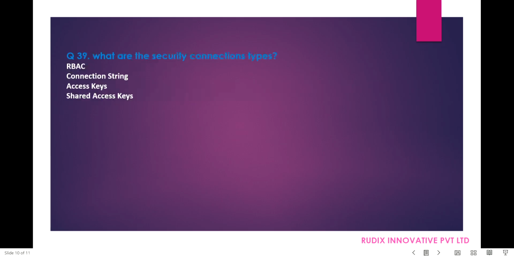Next question. What are the security connection types? In Azure Data Factory we have four types of security connection types. They are RBAC, connection string, access keys, and shared access keys. Let us simply define what RBAC, connection string, access keys, and shared access key are. I will explain one by one.